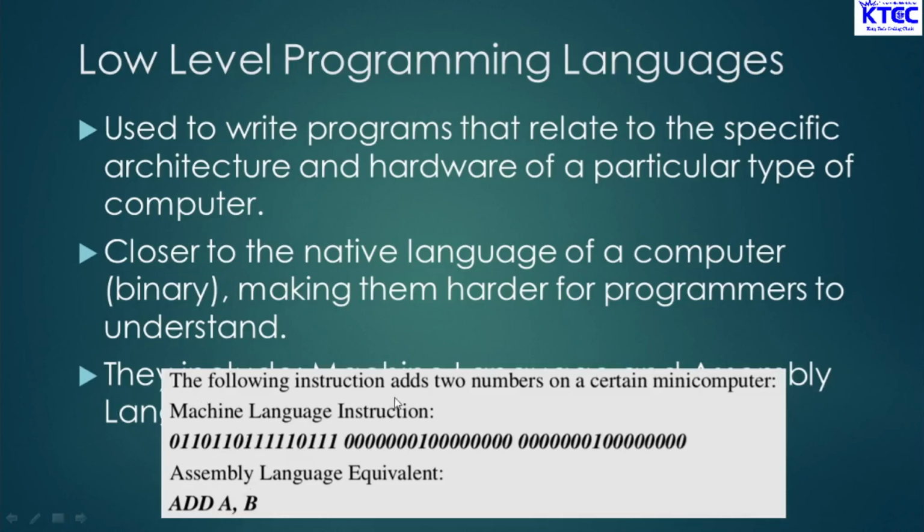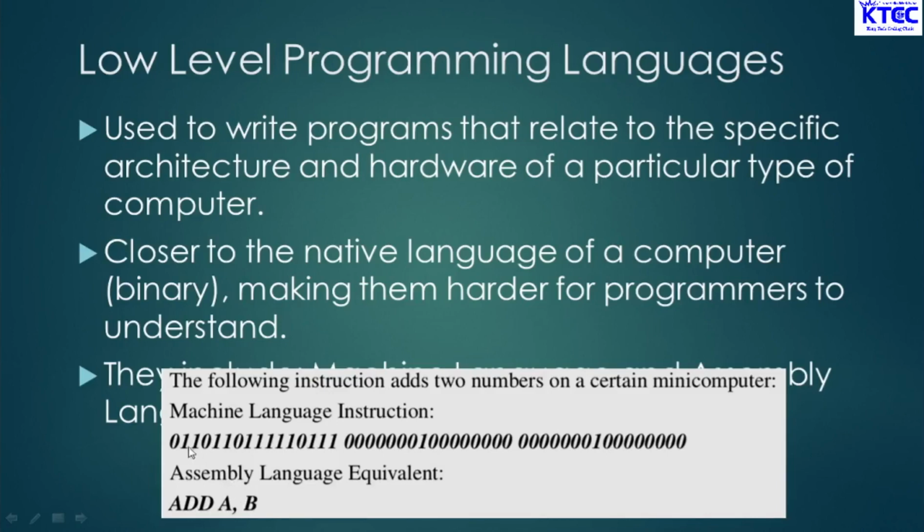So the following instruction adds two numbers on a certain mini computer. That is a machine language instruction. In machine language, where we have this series of zeros and ones, it means two numbers are being added by the combination of these zeros and ones. And in assembly language, this is what it means: add A, comma, B.